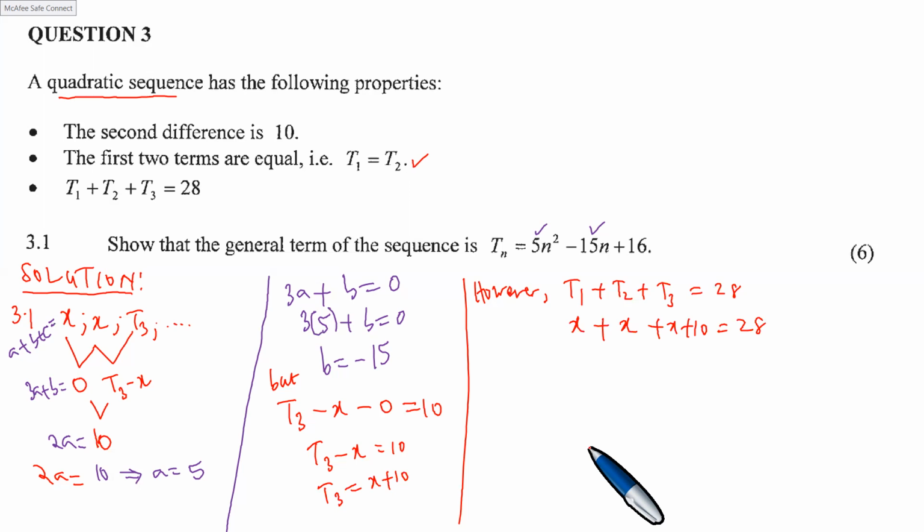Let's see what this is giving to us. Which means now if we add the 3x's, we get 3x. What is 28 minus 10? It is exactly 18. You divide 18 by 3, you get what? 6. So it means therefore x is 6.